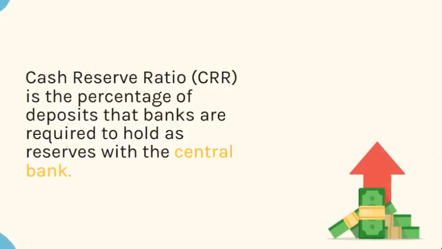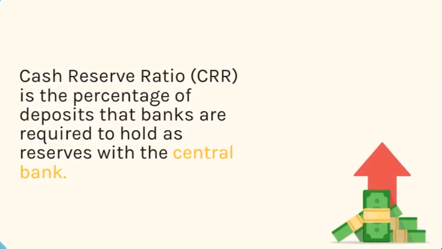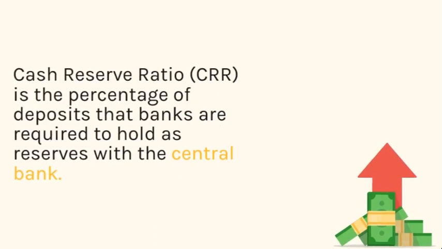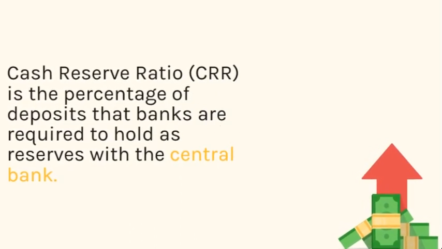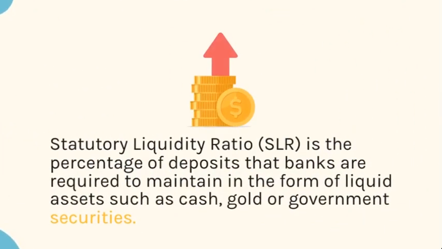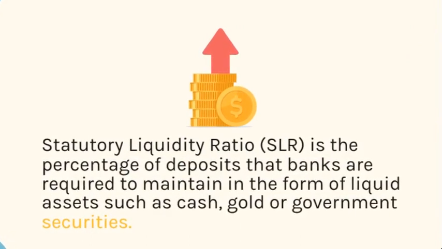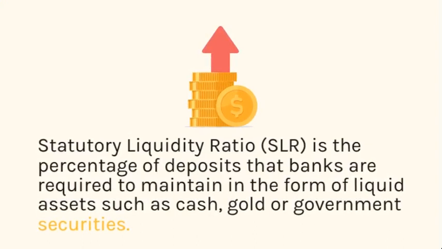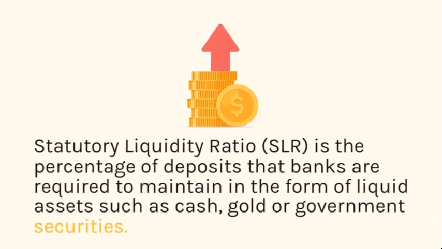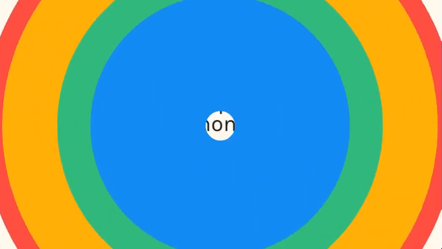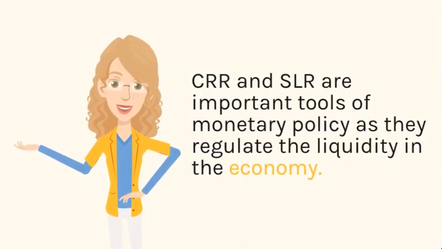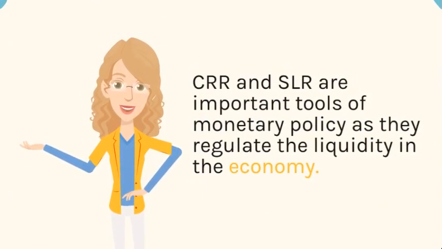Reserve ratio (CRR) is the percentage of deposits that banks are required to hold as reserves with the central bank. Statutory Liquidity Ratio (SLR) is the percentage of deposits that banks are required to maintain in the form of liquid assets such as cash, gold or government securities. CRR and SLR are important tools of monetary policy as they regulate the liquidity in the economy.